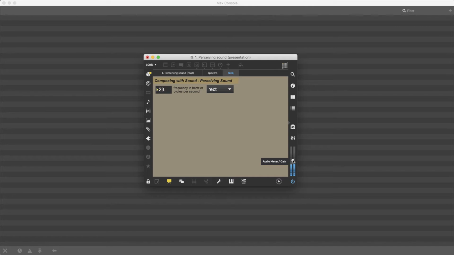Once we get over the threshold up to above 20 hertz, we no longer hear individual pulses, we hear a pitch or a tone. And I can play our concert A 440. There it is. And an octave below. Every time we halve the frequency, we go down by an octave.